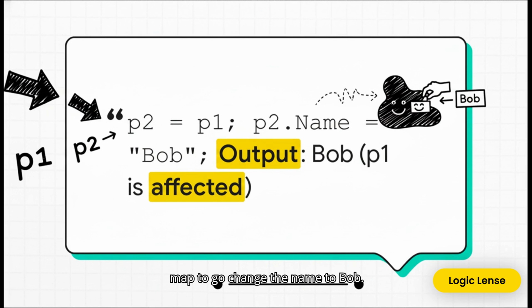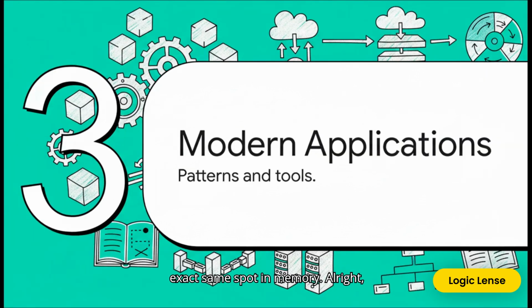So if we use our P2 map to go change the name to Bob, we're changing the actual object. And that means if we check P1, guess what? Its name is now Bob2. Because, and this is the key, they both point to the exact same spot in memory. All right, great. We've covered the engine and memory.